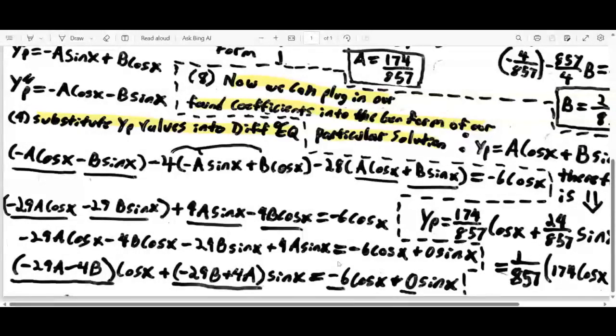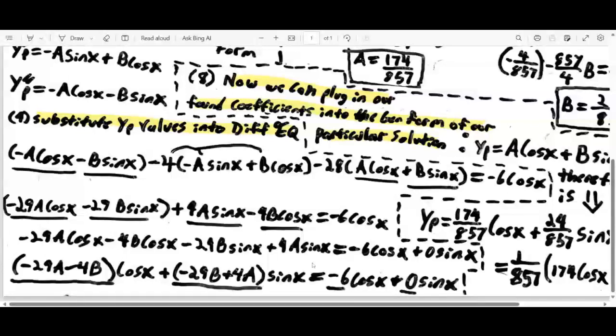And for the right side of the equation, I did a little trick in which it doesn't have a sine x, but we can put in a sine x by implying that it's still going to be equal to this side of the equation. It's just that we have a zero coefficient multiplied by sine x.